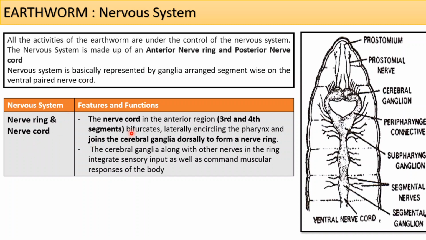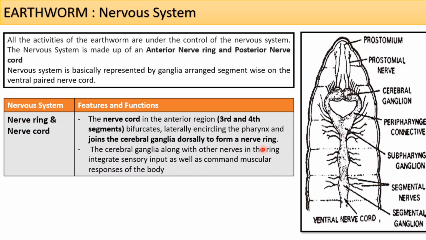Nerve cord in the anterior region, ये देखो, ये रहा nerve cord तुम्हारा. Please follow my marker. In the 3rd and the 4th segment ये bifurcate हो रहा है. Can you see the bifurcation of the nerve cord? It encircles the pharynx, right? पीछे जाएगा वो, encircle करेगा, and joins the cerebral ganglia dorsally to form the nerve ring, right?